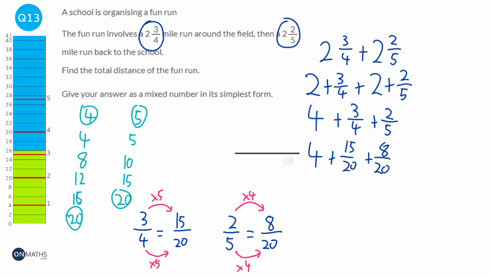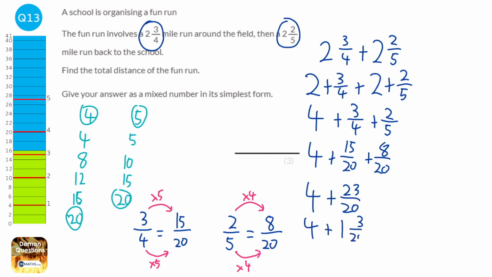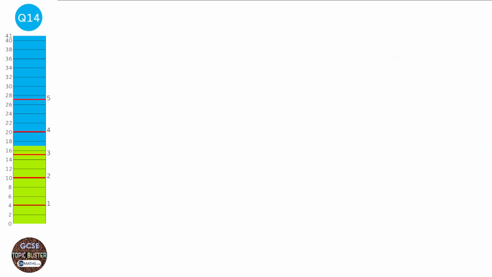So we need to add the numerators. So it'd be 15 plus 8, which is going to be 23 over 20. Now that is a top-heavy fraction, so we can rewrite that as 1 and 3/20. And we can add the 4 and the 1 together to make 5 and 3/20. So the answer is 5 and 3/20.